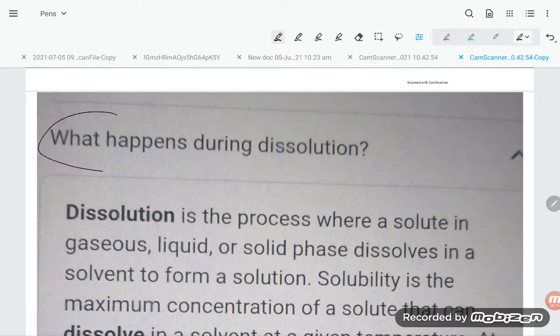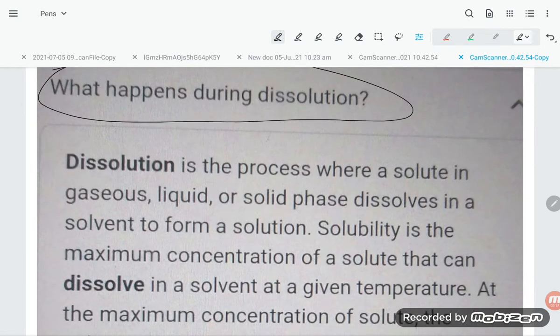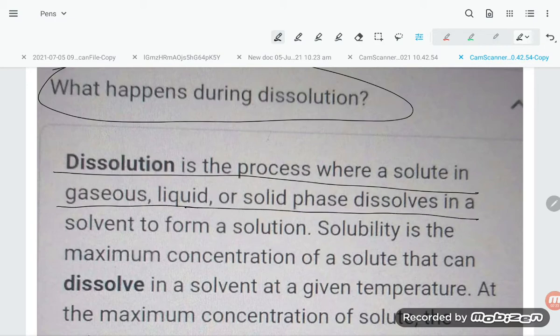Next one, what happens during dissolution? Dissolution is the process where a solute in gaseous, liquid or solid phase dissolves in a solvent to form a solution. This is what dissolution is, students.